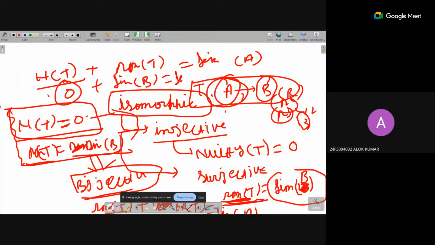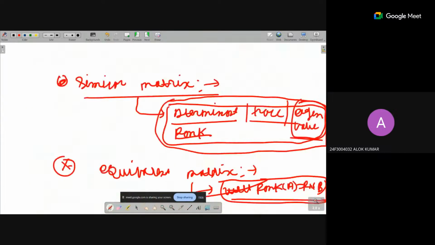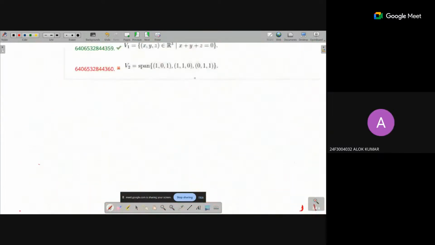So can we say that the dimension of A and the dimension of B must be equal for a function to be bijective? It means if you are projecting from 3-dimensional space to 2-dimensional space, there will not be a bijective linear transformation. If you want the transformation to be isomorphic, then the dimension of both spaces, domain and codomain, must be equal. Is this clear or not? Yes sir. The dimension of B must be equal to the dimension of A. So we have to apply this concept in this question.